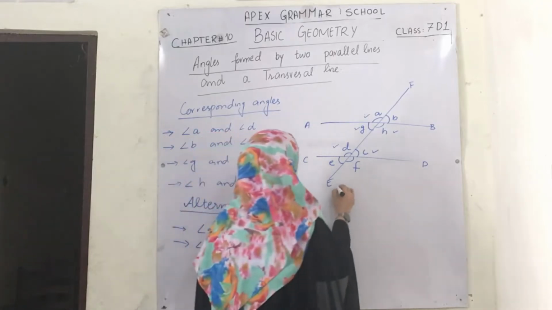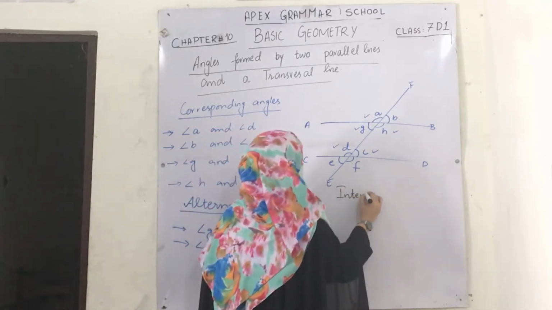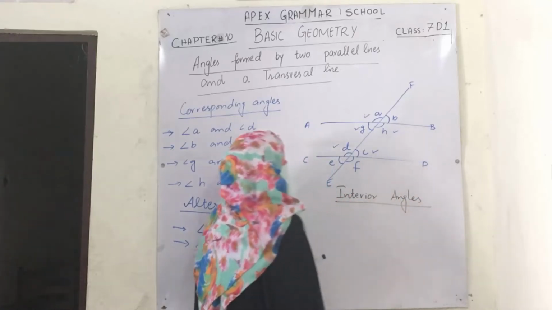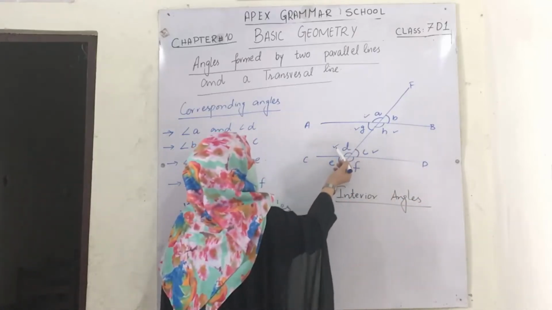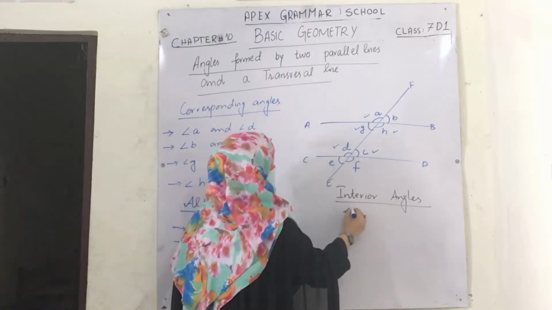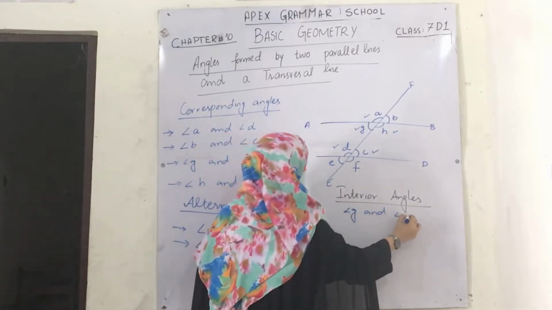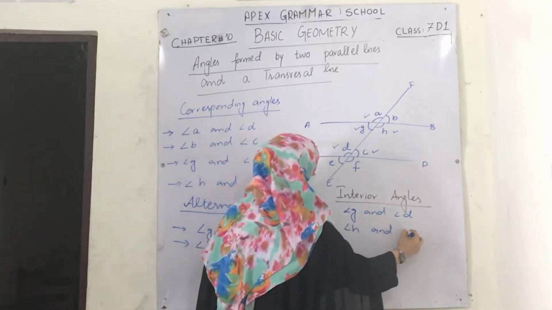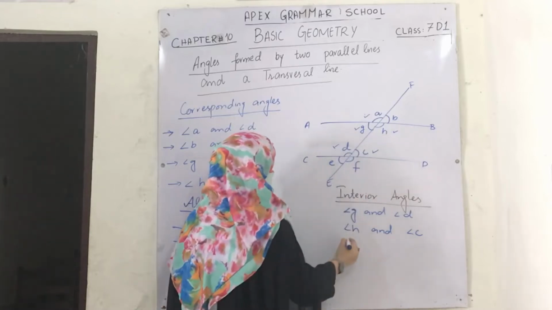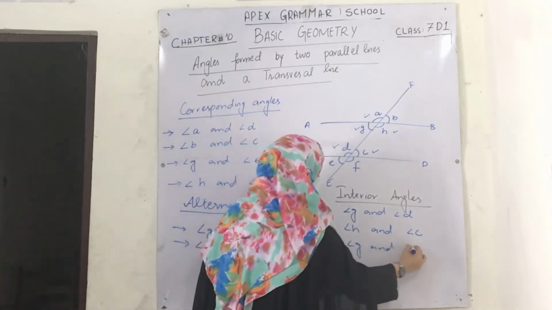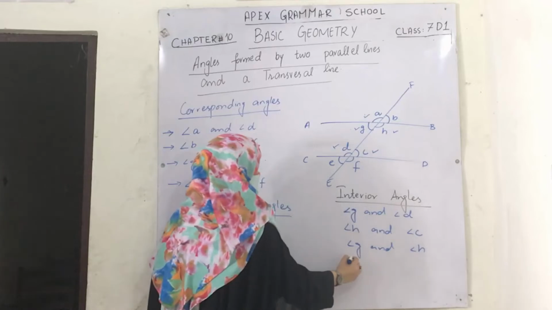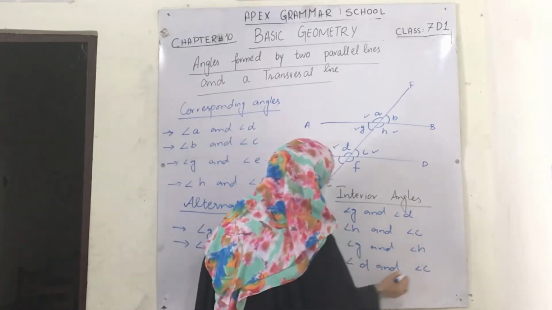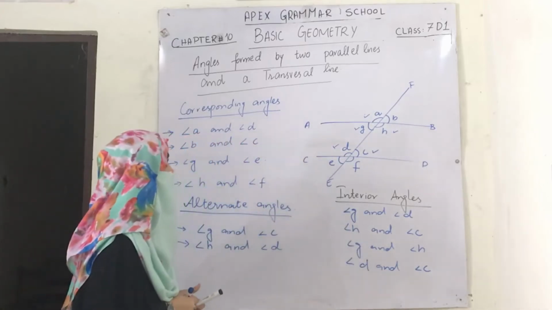Next I'm going to interior angles. For interior angles, angle G and D are interior. Angle H and angle C are interior. Angle G and angle H are interior. Angle D and angle C are interior angles.